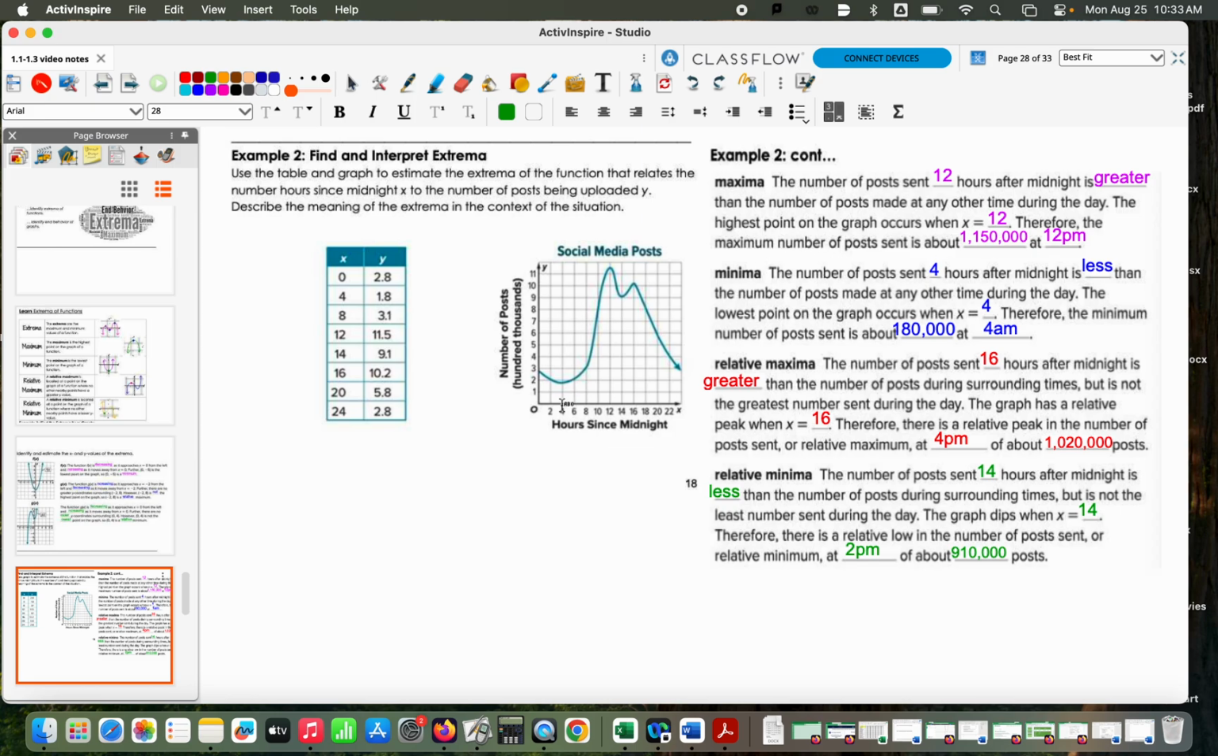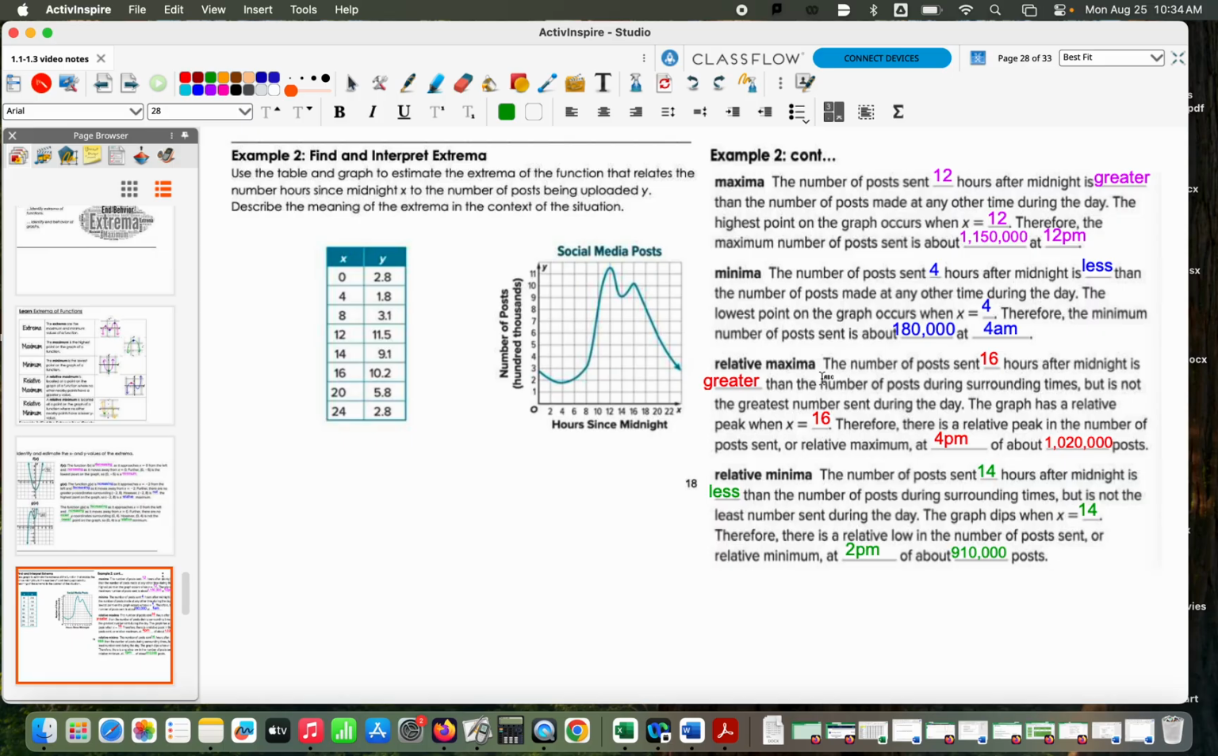Is there a minimum? Is there a lowest point of the graph right here? It's sent 4 hours after midnight. It's less than the number of posts made at any other time during the day. It looks like it's heading lower even over here, but we don't have all the data here. And obviously we're just talking about one day. So they probably should have done an endpoint here, to be honest. It ends for the day. So right here, it's the lowest point on the graph for this real world situation. That's when x is 4, which is about 4 a.m. And if we look at the table, that's 1.8. So 1.8 times 100,000, or in other words, 180,000 posts.